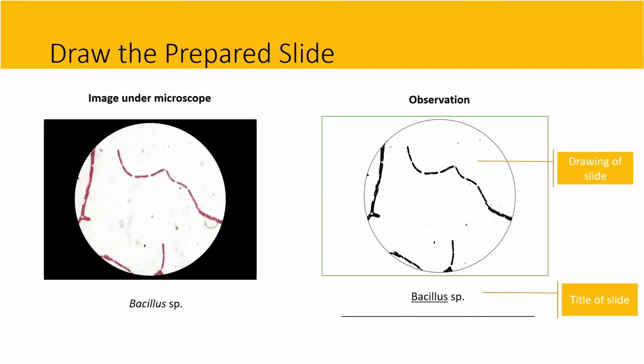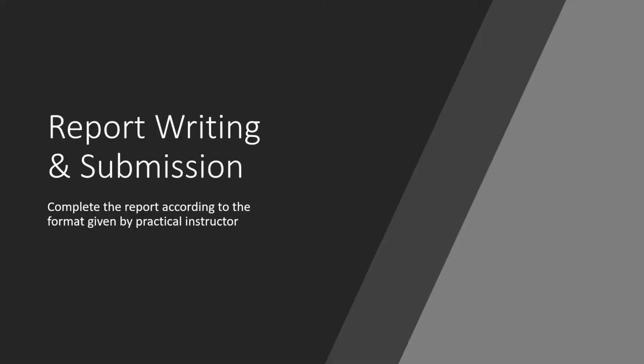On your screen now are the examples of the prepared slide drawn after the observation is made. So at your left hand side is the image under the microscope, and at your right hand side is the image drawn according to the view under the microscope.